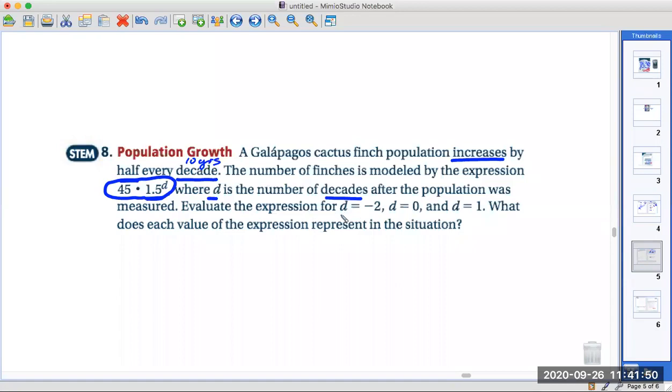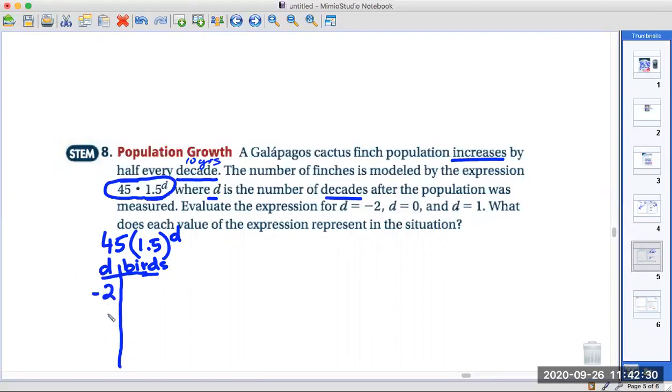Evaluate the expression for d, decades, -2, 0, 1. What does each value represent? Again, let's make a t-chart. So my problem says 45 times, I can use parentheses just as well. And my input is the decades and my output is the number of birds, finches. So they must be very rare. They're probably almost extinct.